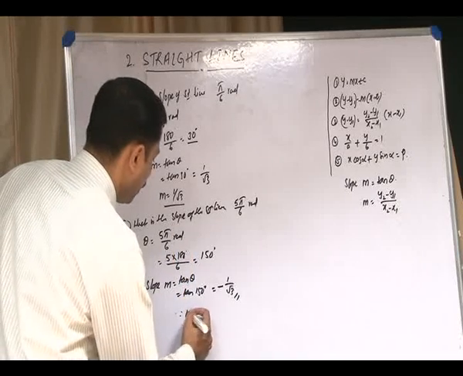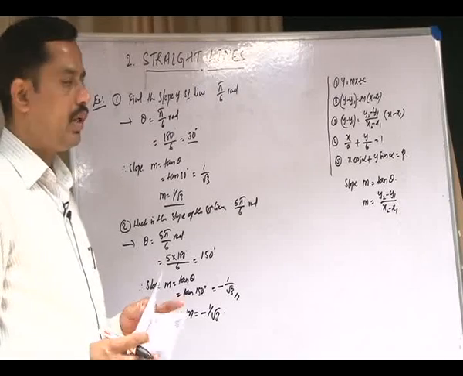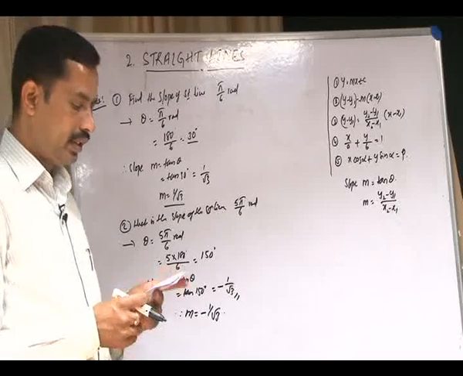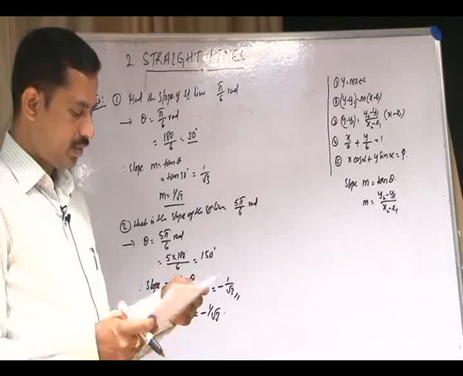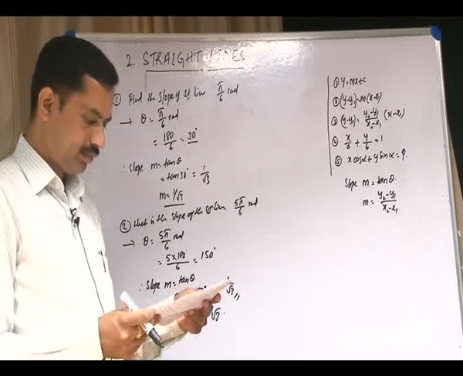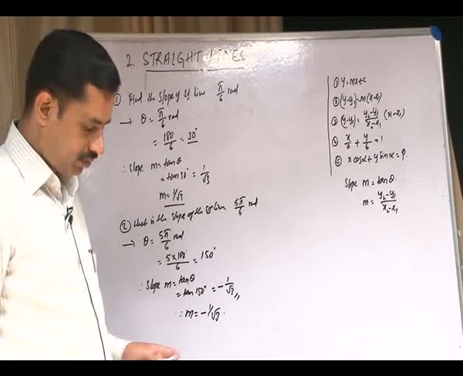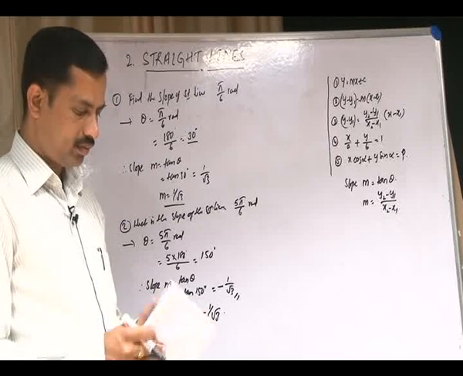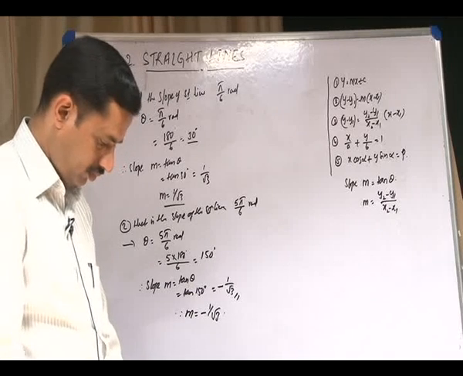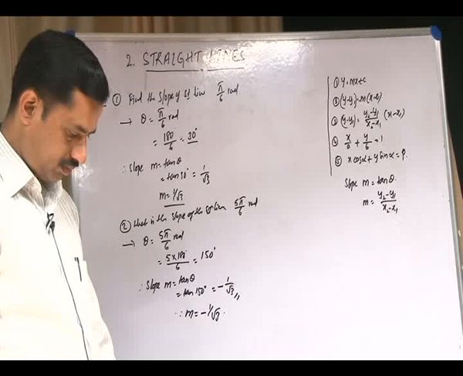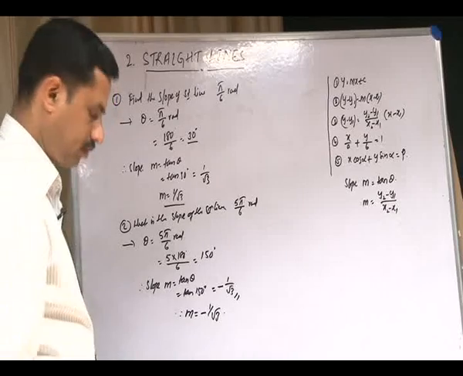Therefore, the slope of this line is m is equal to minus 1 by root 3. So that is the slope of the straight line. Like this, you can find the slope of the straight line by knowing the inclination of the line with the x-axis. Similarly, I will consider one more problem. Next problem.